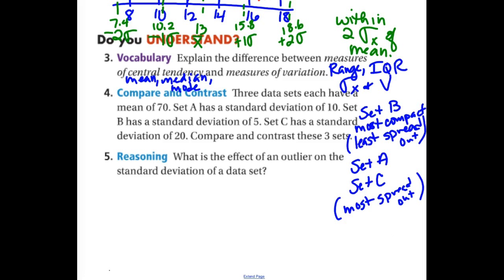So again, it's always a good idea to look at the type of data you have and determine, does an outlier make sense to consider, or should we eliminate it from our list of numbers? Okay, but yes, an outlier would affect your standard deviation.